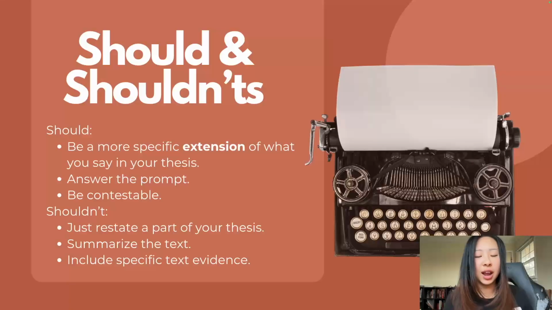And second, it should answer the prompt. So a topic sentence should respond directly to the question you were asked. It should make a claim that shows how this particular paragraph helps answer the question. The third thing a topic sentence should do is be contestable. So what do I mean by that? A topic sentence, a strong one specifically, is an argument, right? And it's not a fact. Someone should be able to disagree with it. And if no one can argue against it, that means it's not analytical enough.